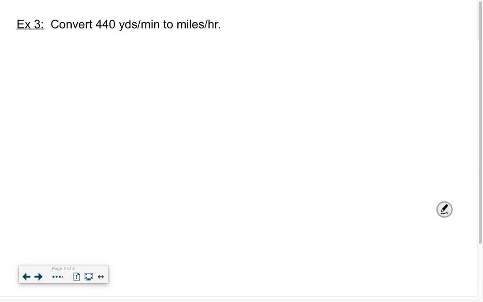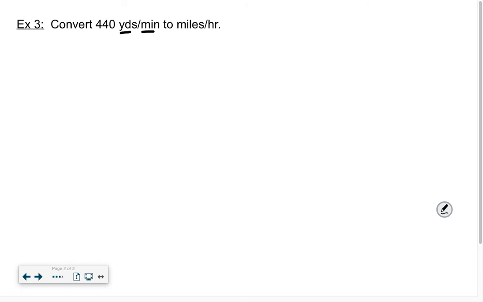One more example problem. We have 440 yards per minute, 2 miles per hour. So notice we don't have any difference of exponents here, but instead we have a couple of different units. And if we look at that first one, 440 yards per minute, well, right there we have 2 units, yards per minute, which is an indicator to us that we're dealing with rate problems.